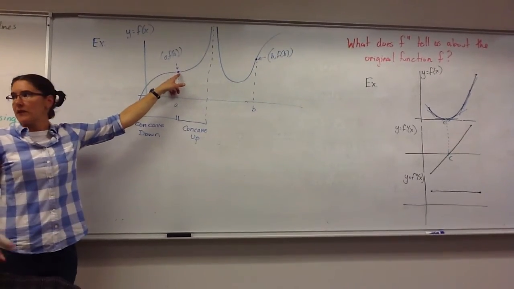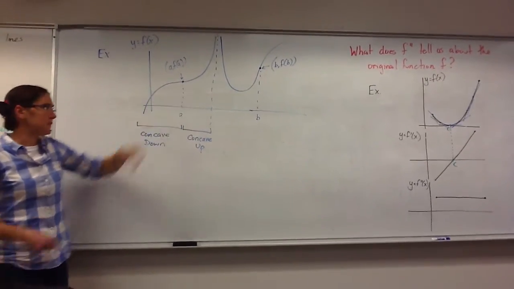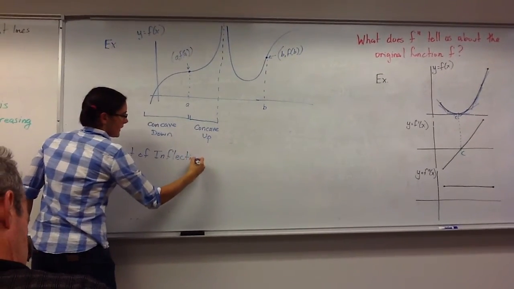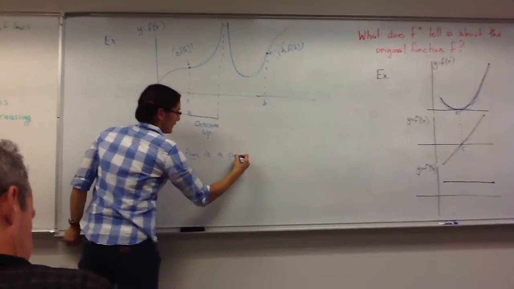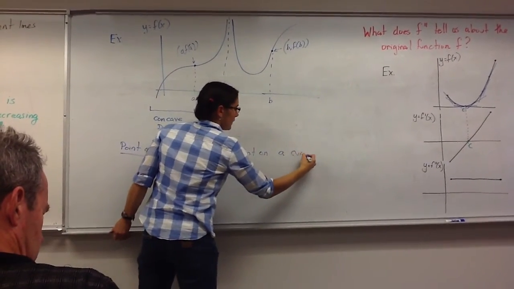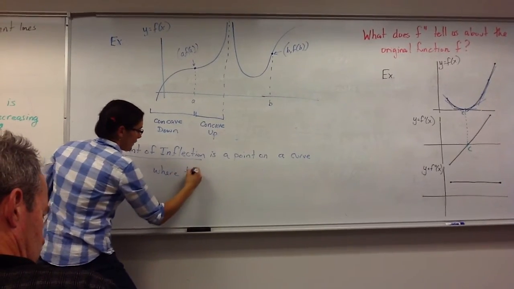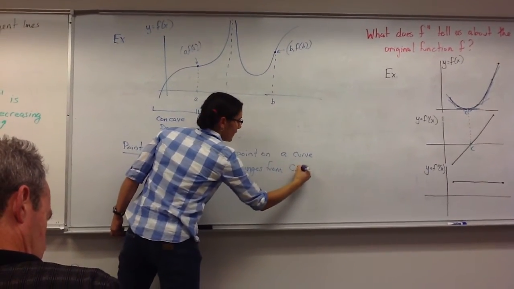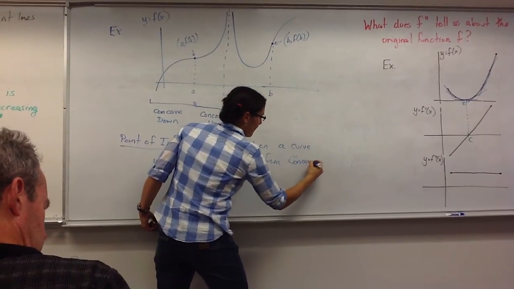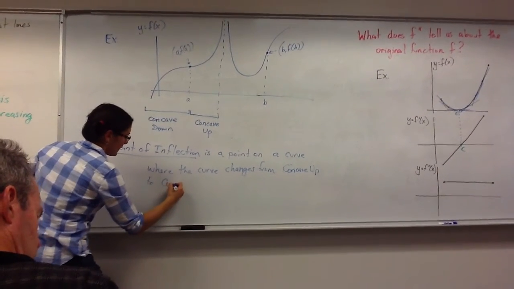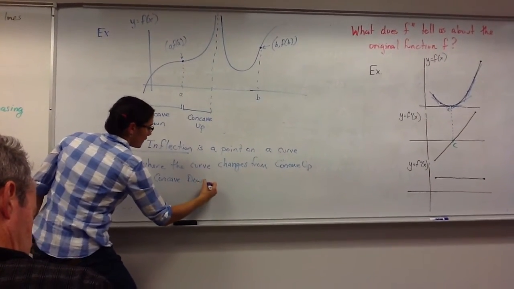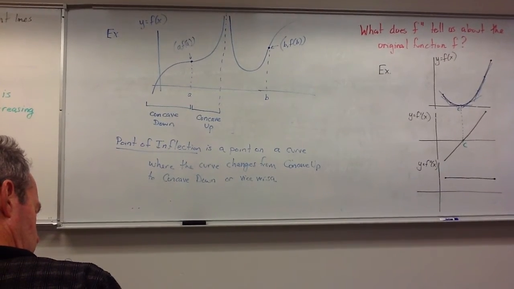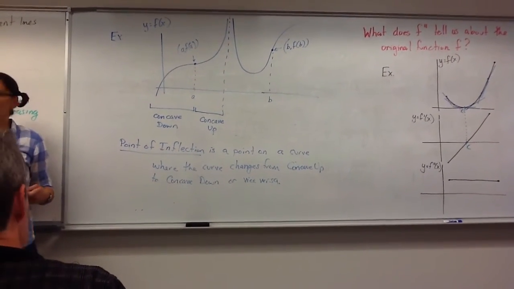And that point right there that splits the concave down and the concave up is a special point. That's called a point of inflection. So a point of inflection is a point on a curve where the curve changes from concave up to concave down, or vice versa. In other words, a point of inflection is a point where the curve changes concavity.